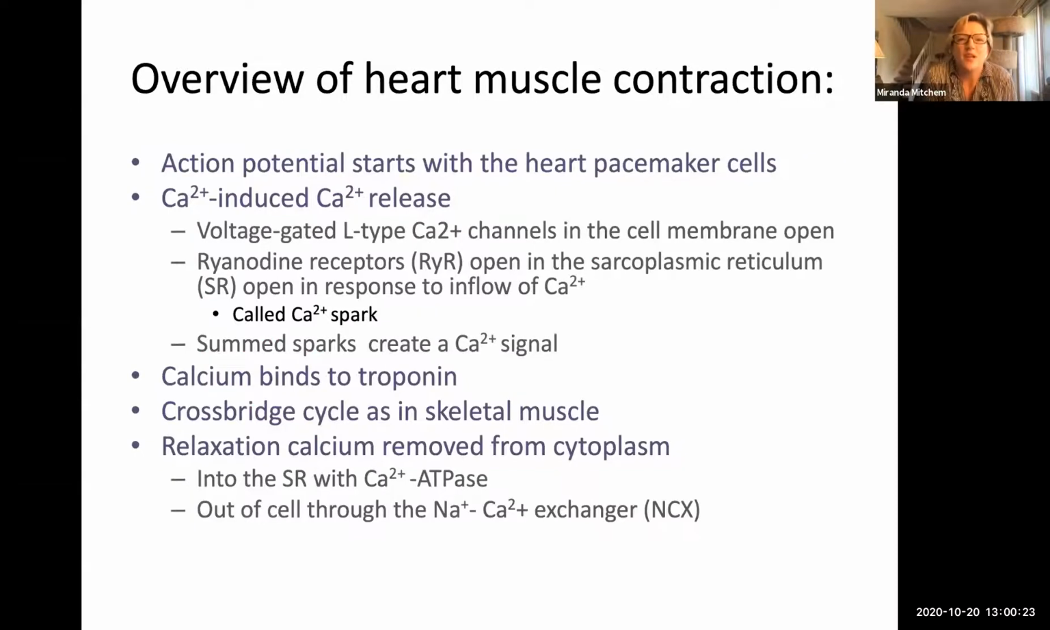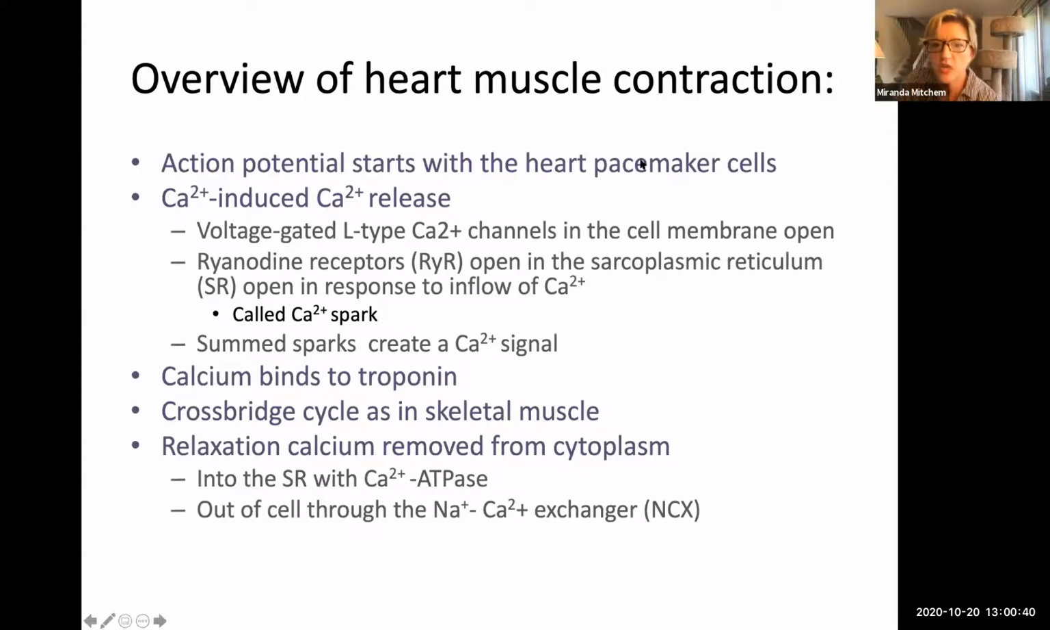Okay, so now we're going to go through the steps of the contraction of the heart muscle. And keep in mind that we have two different types of myocardium, so we're going to have to learn about both of them. But right now we're studying those contractile cells.